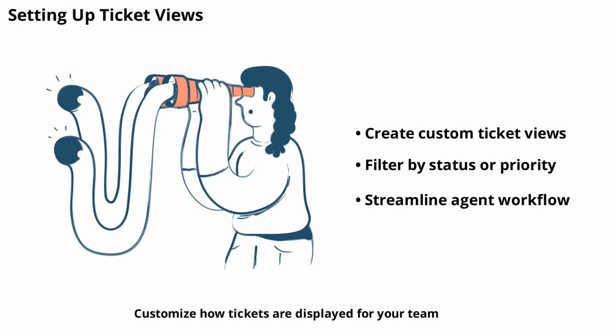Customize how tickets are displayed for your team. In the Tickets section, create custom views based on criteria like status, priority, or group. This helps agents focus on the most important tickets and manage their workload efficiently.